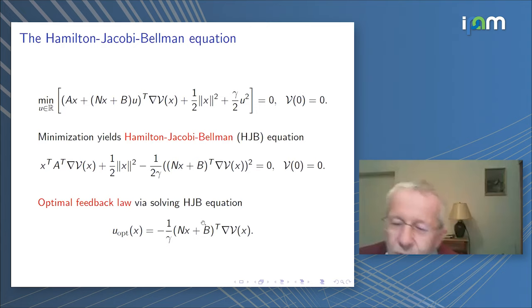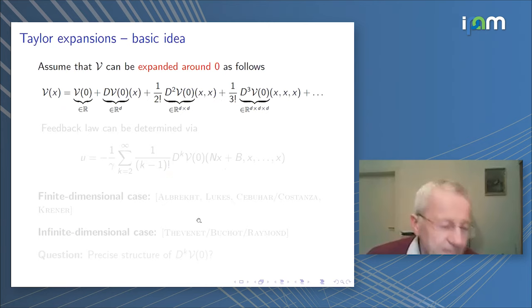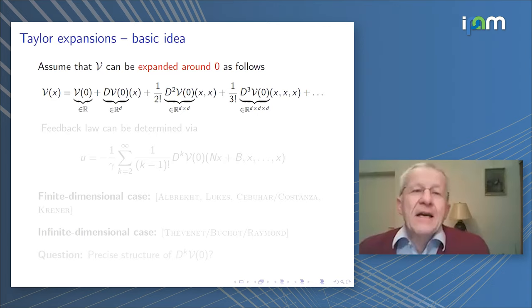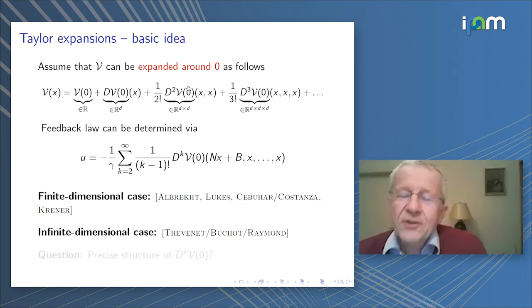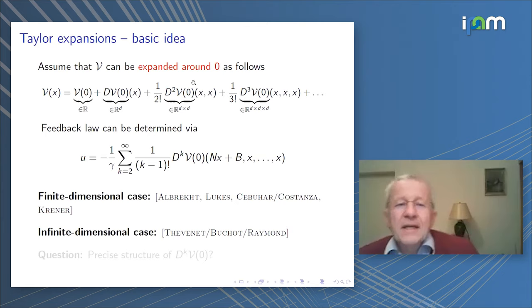But now I want to use one of the very, very classical techniques, namely Taylor expansion. The basic idea was explained on Monday. Assume that we can expand, and in fact, we proved for the previous problem, for the Fokker Planck, that the value function is infinitely differentiable. That is a little bit of extra work. But then we can have a feedback law of this type. If we stop at k equal 2, then it's just Riccati, by the way. And the names associated with Albrecht, Lux, and Mr. Krainer. And in infinite dimensions, this wasn't carried out so much.